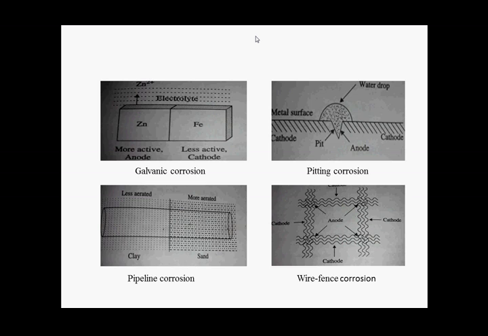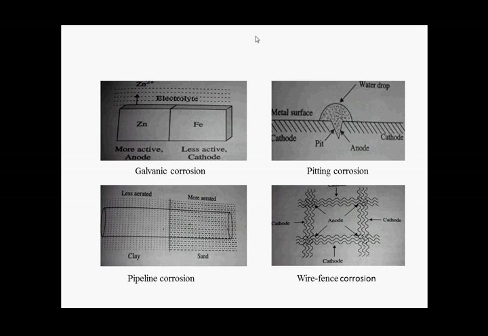The metal part which is more aerated acts as cathode and will not undergo corrosion, and the metal part which is less aerated acts as anode and undergoes corrosion. That can be seen in all these examples. In pitting corrosion also you can see that. The metal part contains a droplet of water, and this water drop area is less aerated. That acts as anode, and that part of the metal undergoes corrosion.